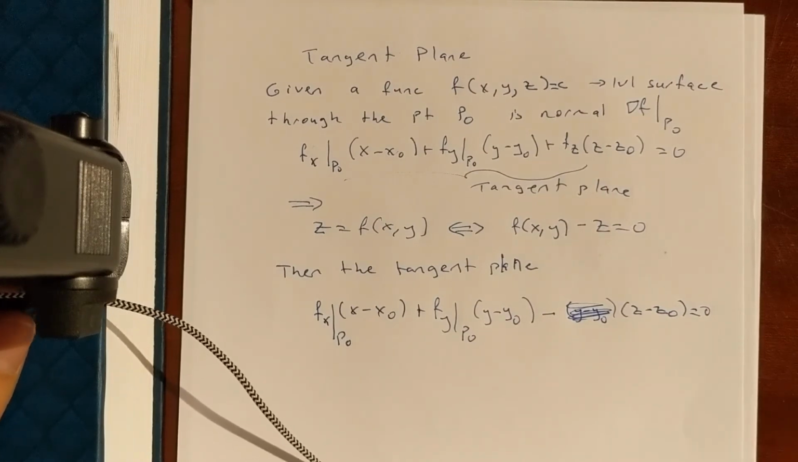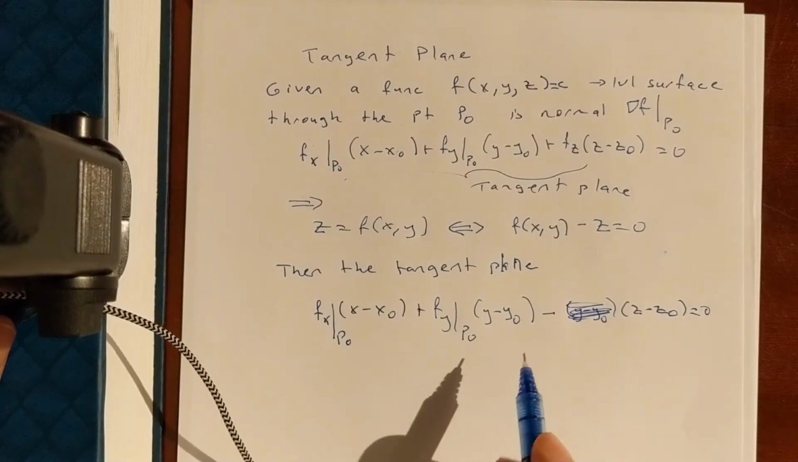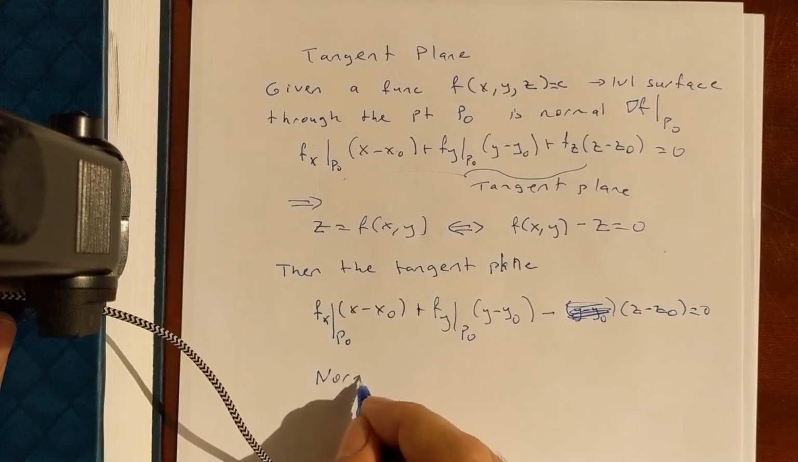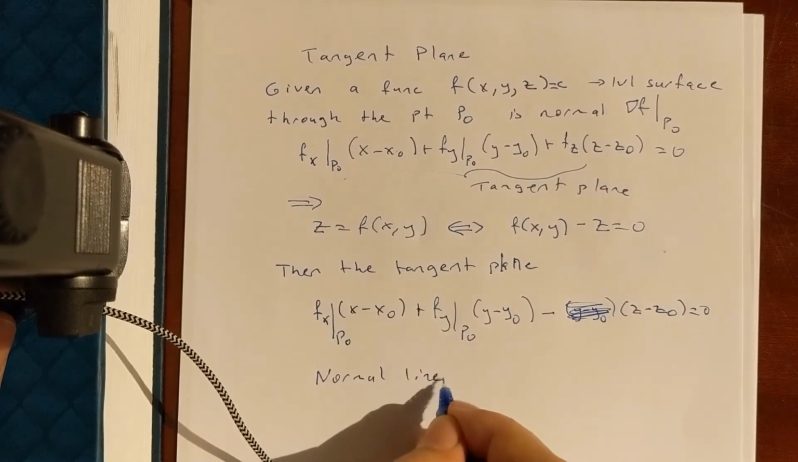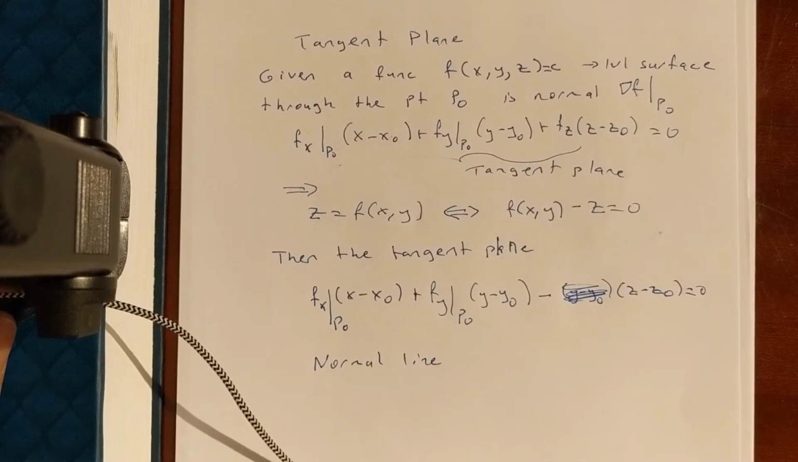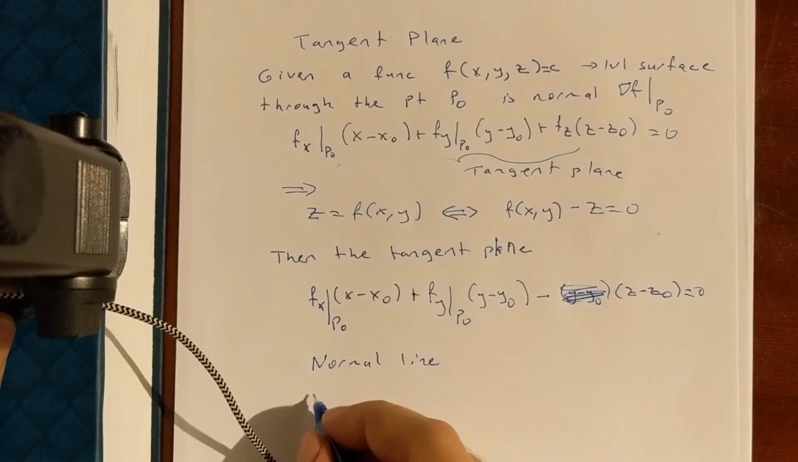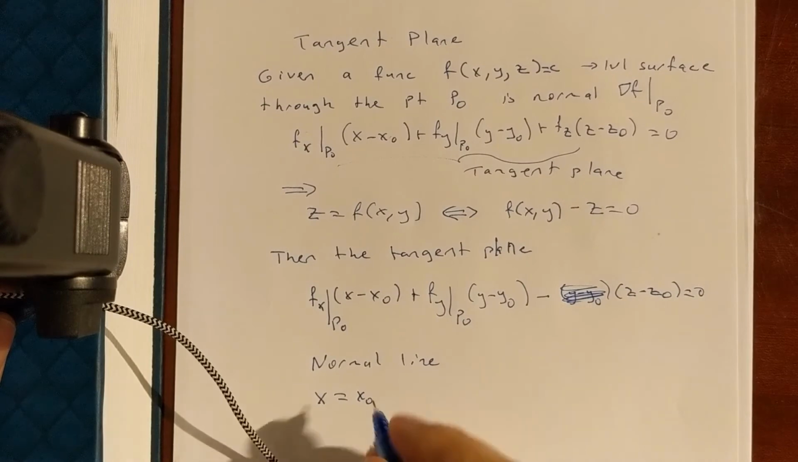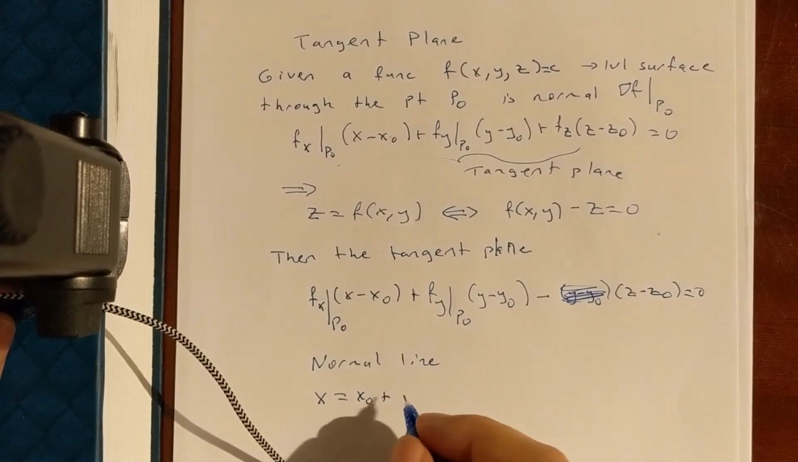Now, figuring out the normal line is very easy. The normal line is going to be in the direction of, of course, the gradient. So what is it going to be? It's going to start from x naught, because it's normal, going through that point. And so we parameterize it.